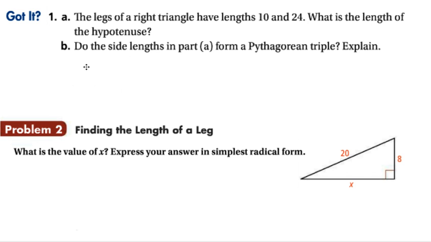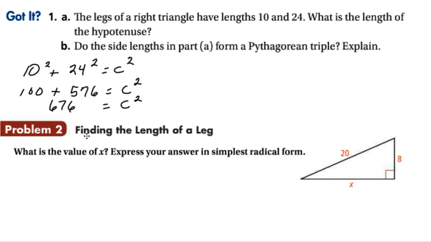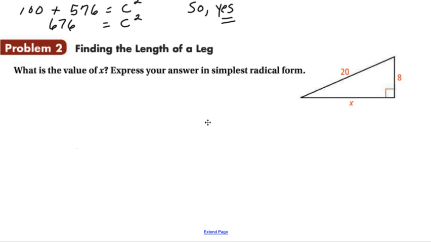All right, I hope you had a chance to try that one. Here is your solution. 10 squared plus 24 squared is c squared because c is the hypotenuse. Working that out, we get 100 plus 576 is equal to c squared. Adding those together, we get 676, and we ended up with a whole number 26, so yes, it is a Pythagorean triple. Here's another example, finding the length of a leg instead.